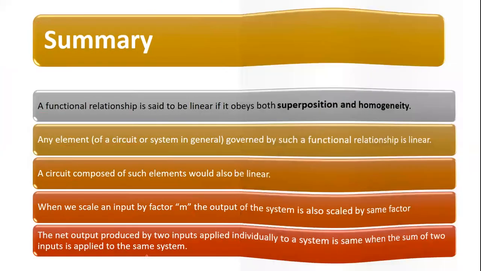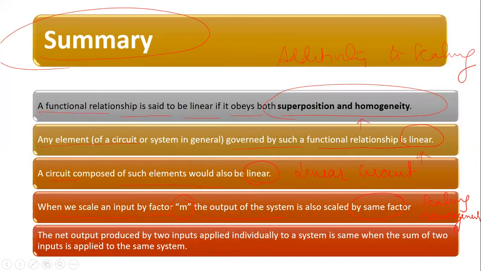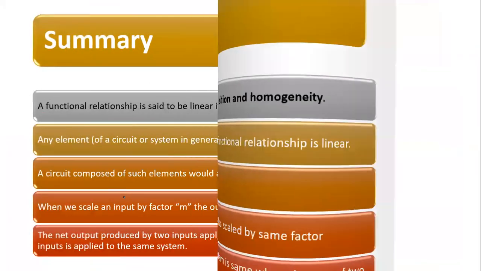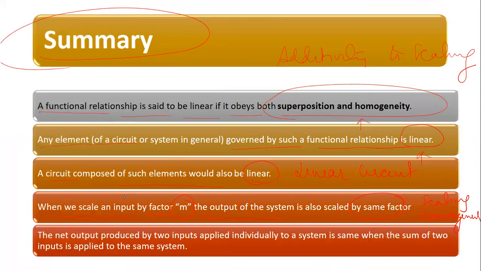Okay, and when the net output produced by two inputs applied individually to a system is the same as when the sum of the two inputs is applied to the same system, what does it mean? That you have a system, you apply one signal x1, you will get some y1. You apply some input on the same system, x2, you'll get some y2.